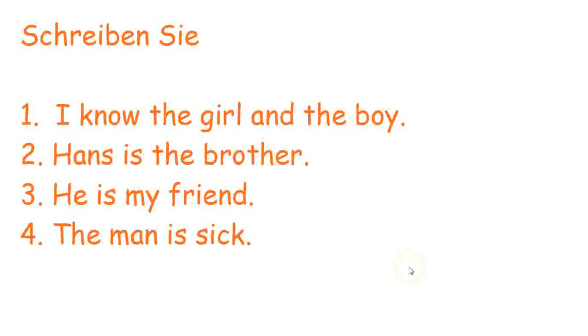So what I want you to do is to tackle these 4 sentences. I know the girl and the boy. Hans is the brother. He is my friend, and the man is sick. I would like for you to underline the verb twice and write V above it. Underline the subject once and write S above it. And then write the sentence in German.